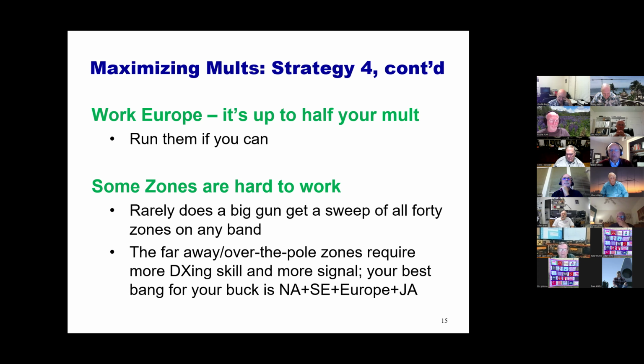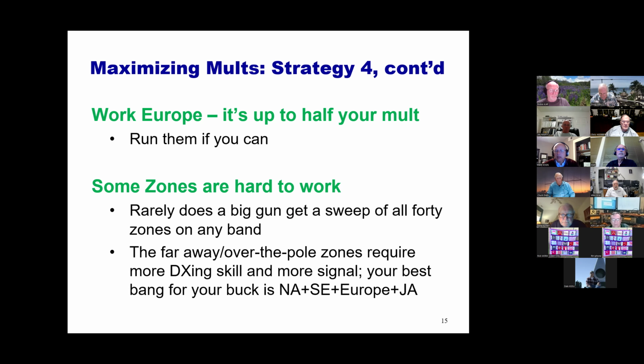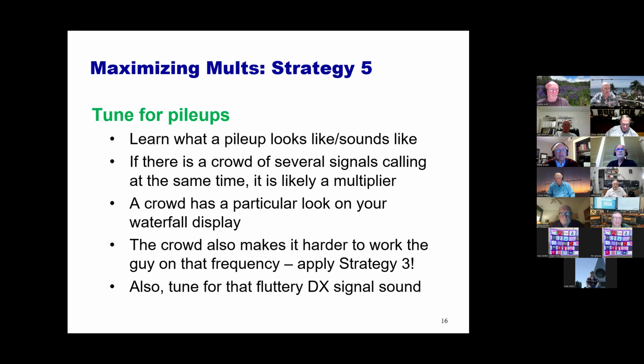And when it comes to zones, some zones are hard to work. Even the biggest guns rarely get a sweep of all 40 zones, right? 34 is really hard to come by. But still, they're going to rejoice if they get anywhere up above 35. And the far away over the pole zones require more DXing skill and more signal. So your best bang for the buck is North America, your W6, your W5, and your W4. And Europe and Japan and the ones to the southeast that are easy to get.